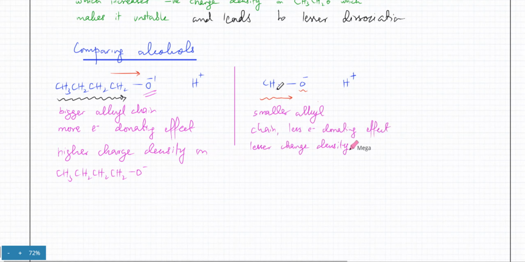There are not a lot of electrons getting pushed on this oxygen. So lesser charge density on CH3. This is the methoxide ion, CH3O-1, making it more stable. So if the negative charge is lesser, it's not going to attract the H+1 that strongly. So making it more stable. So there's going to be more dissociation happening in the second one.